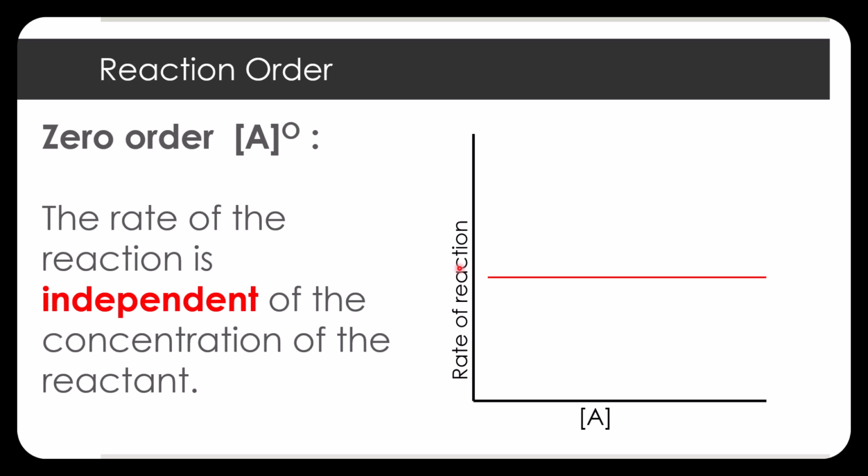Okay. So what I see here is as I increase the concentration of A, rate doesn't change. Increase concentration of A, rate doesn't change. It doesn't matter how much or how little of A I have, the rate for this particular equation will be constant. Now, what in the world would this look like?